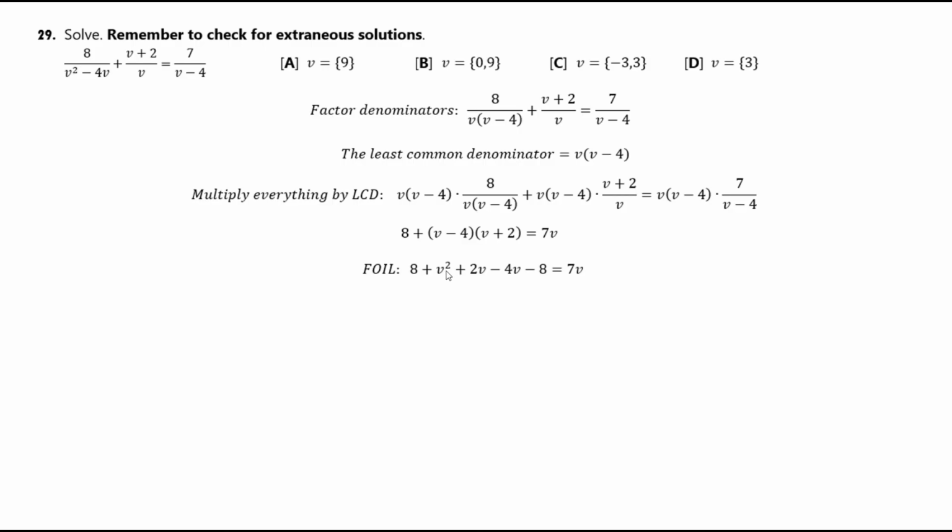V times v is v squared. V times 2 is 2v. Negative 4 times v is negative 4v. And negative 4 times 2 is negative 8. Now we're going to go ahead and combine like terms. 8 minus 8 is 0. 2v minus 4v is negative 2v.